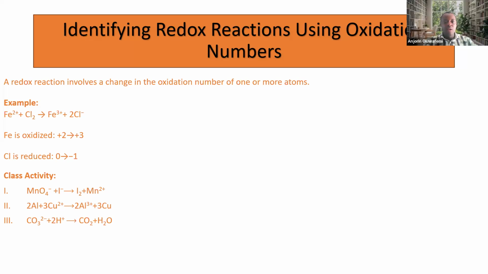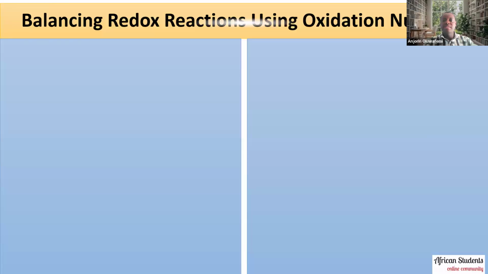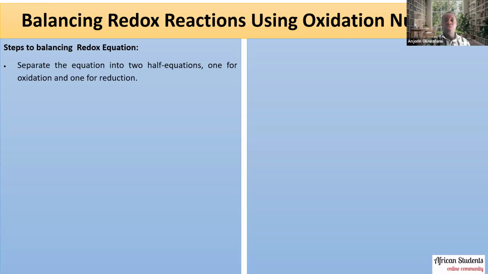All right, now let's move along quickly and look at balancing redox reactions using oxidation numbers. For us to balance redox reactions using oxidation numbers, there are certain steps that we must follow. Number one, you must first separate the equation into two half equations, one for oxidation and one for reduction. That's the first thing that you must do.